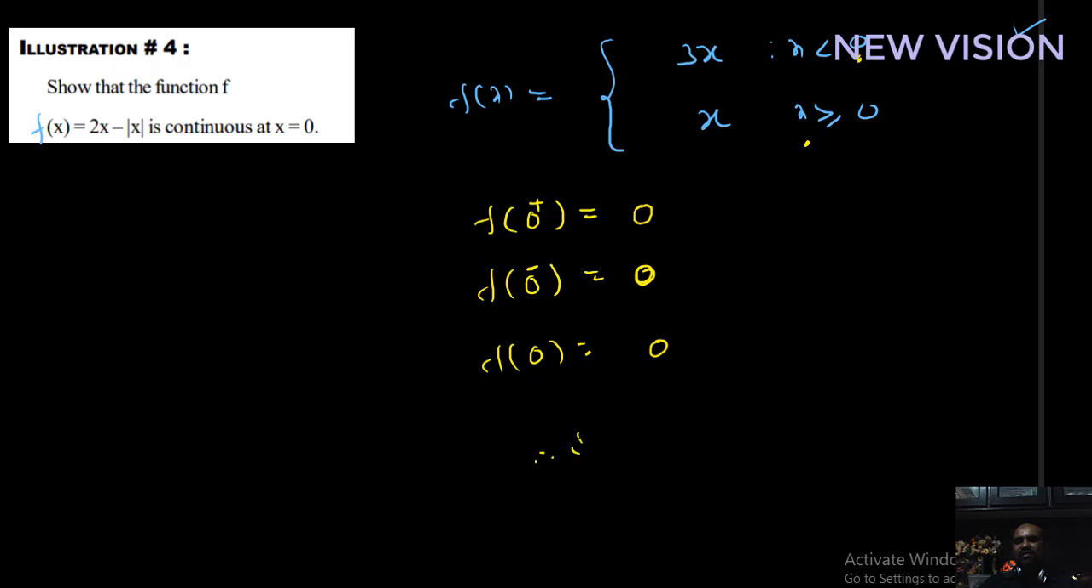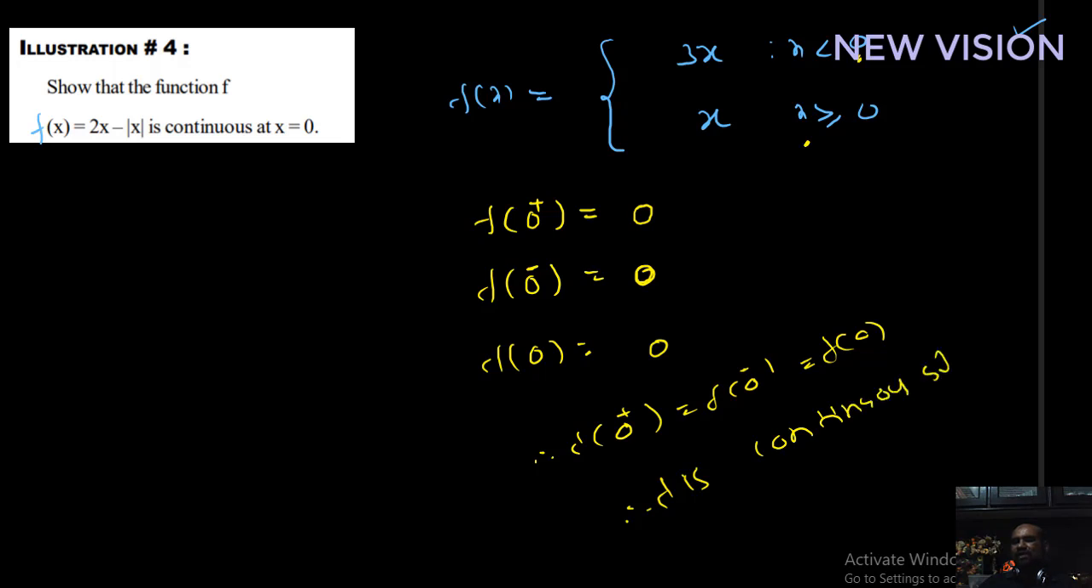So what happened, f of 0 plus equals f of 0 minus equals f of 0, therefore f is continuous at x equal to 0.